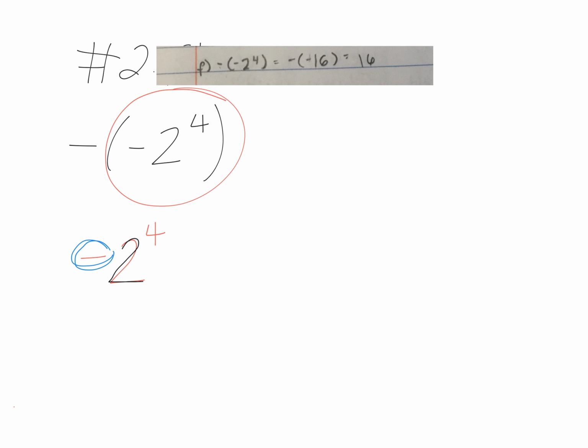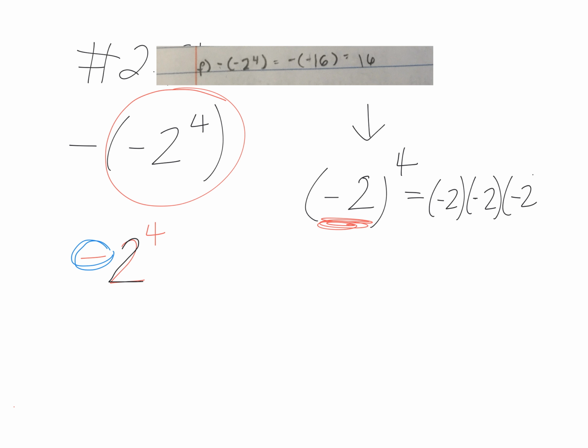There's no bracket. If it was like this, negative 2 in brackets to the power of 4, how would I write that in expanded form? What's the base here in this question? All of it inside the bracket, negative 2. How many times do I write the base? 1, 2, 3, 4. A negative times a negative is a positive, a positive times a positive is a positive, and we know that 2 to the power of 4 is 16.